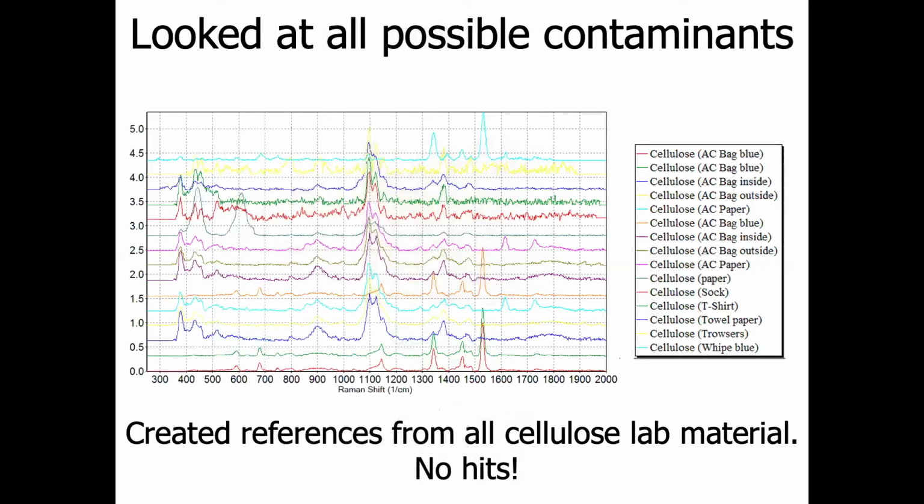The next step was to take samples from any material in the lab that was cellulose and measure the Raman spectrum. Those materials included autoclave bags, paper, towels, even socks and t-shirts. The picture on the slide shows the Raman spectra of all those materials, but when comparing them to the contaminant spectrum, they all didn't match either.